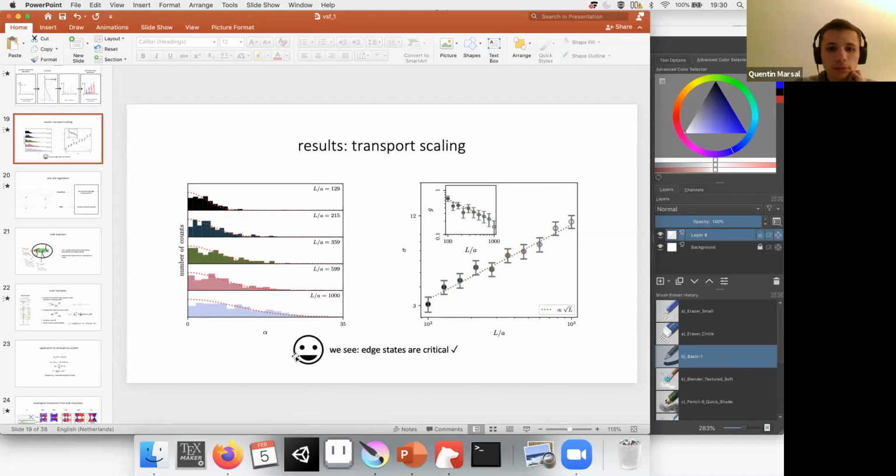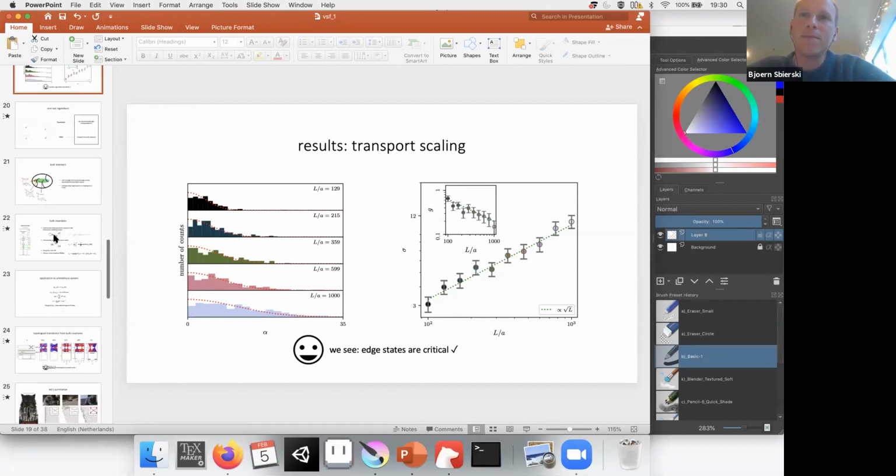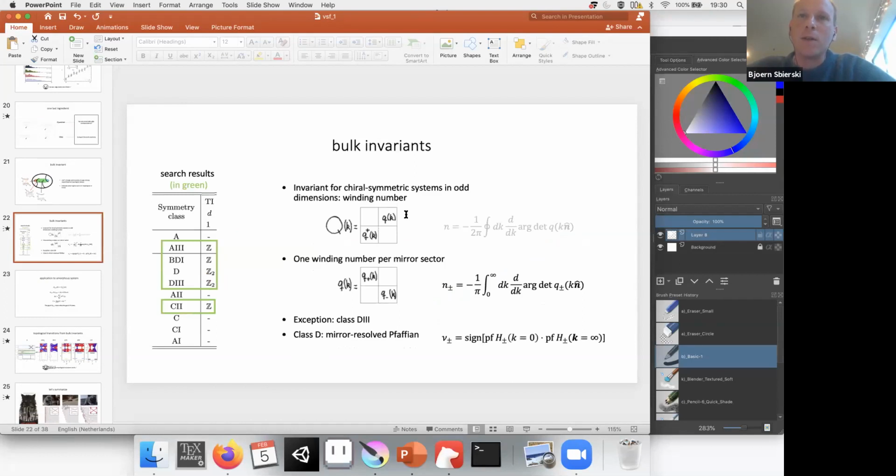I would have a question. Yeah, this is Björn Spirsky from Berkeley. Can you go to the slide where you describe the bulk invariants? Yeah, so those are 1D invariants, but K should just be a number, not a vector in 2D, but you're dealing with 2D systems. So you take an arbitrary cut, or that's right.